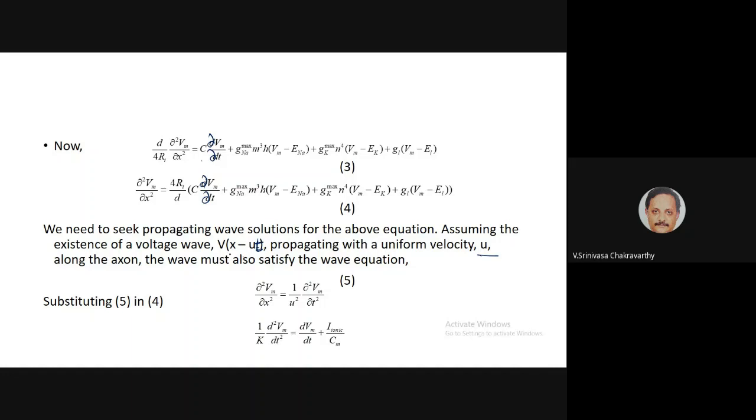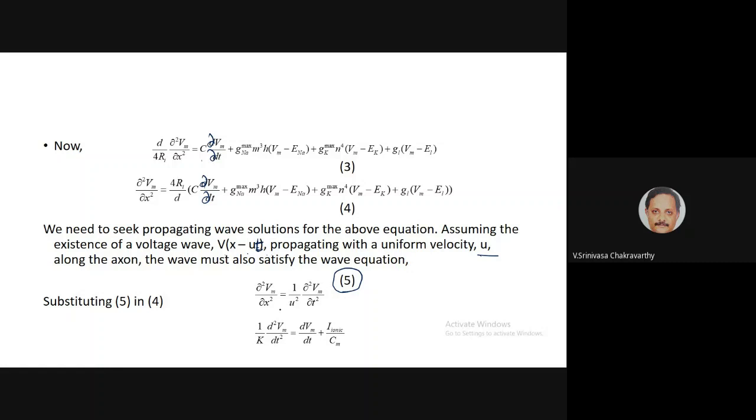Now, the PDE for which V of x minus ut is a solution is given here, equation 5, because this is a kind of equation we have studied in your earlier classes, where you derived the equations for sound propagation or electromagnetic wave propagation in Maxwell's equations. So because there is a propagating wave, you should have an equation of this form. If you have V of x minus ut as a solution, the corresponding equation will be ∂²Vm/∂x² is equal to 1 by u squared, where u is the velocity, times ∂²V/∂t².